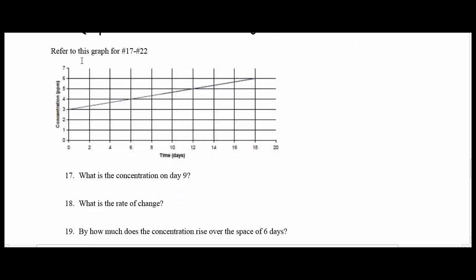Alright, number 17 to 22, we're going to refer to this graph. So in this graph, I'm going to read some questions here. What is the concentration at day 9? Well, day 9 is halfway between 8 and 10, so right there, which means it's halfway between 4 and 5, so 4.5 parts per million. What is the rate of change?